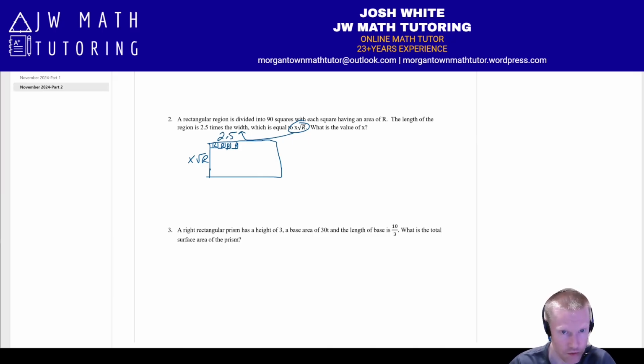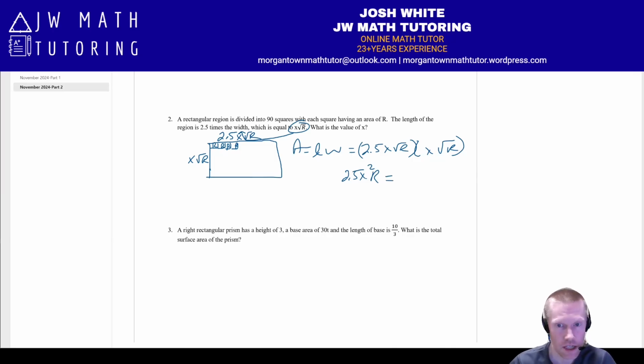Now, the length is just going to be 2.5 times that. So in other words, the length is going to be 2.5 times x root r. So the way that you solve this now is you say, okay, area of a rectangle, length times width. So that is 2.5x root r times x root r. The root r's just become r, x becomes x squared, you get a 2.5 in front. Then you set that equal to what the area of the rectangle must be based on this first sentence, specifically this information right here. Each square has an area of r, and there are 90 of them. So the total area is also going to be equal to 90r.